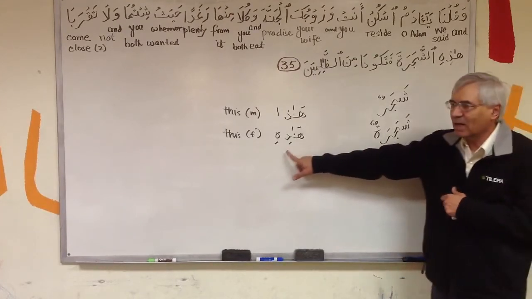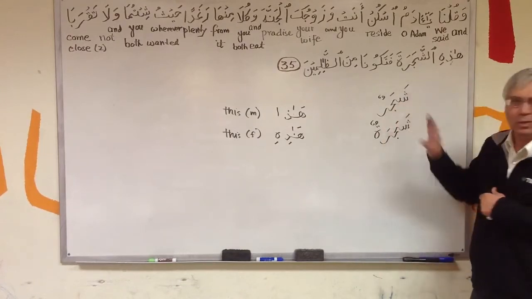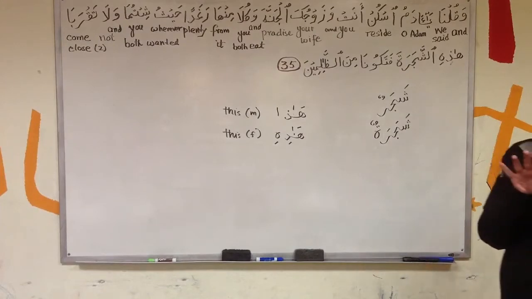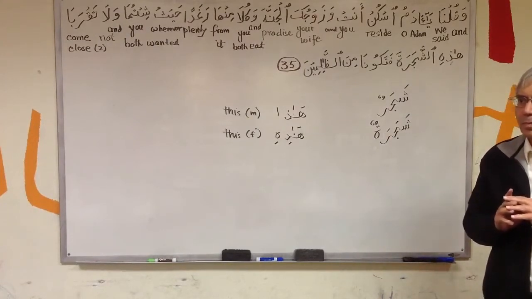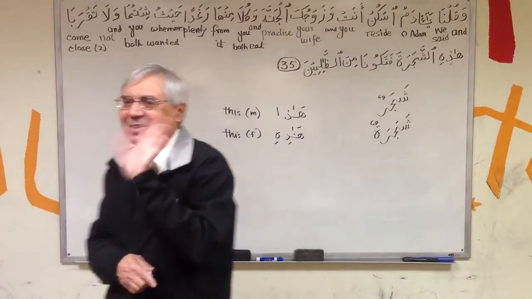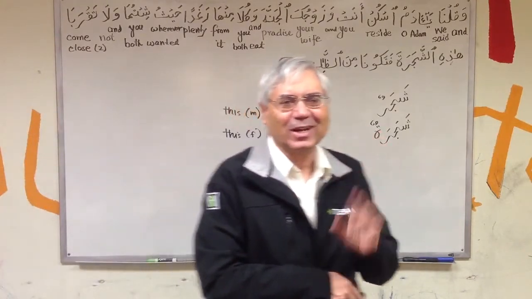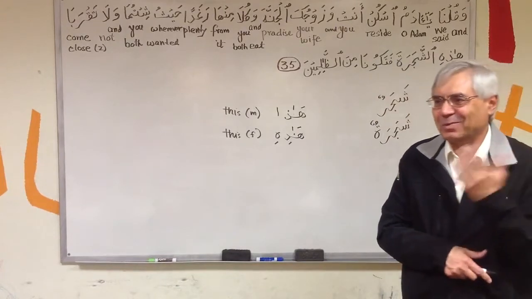And that is the reason hazihi is coming here. If it was shajarun, then it would be haza. So the grammar has to match; the text has to match with the grammar. We don't know what that tree was. People speculate this was that kind of tree, or this fruit or that fruit. Nowhere does the Quran say what that tree was.